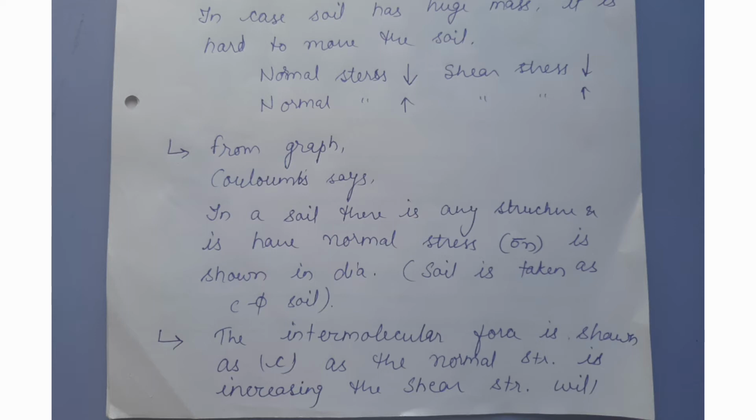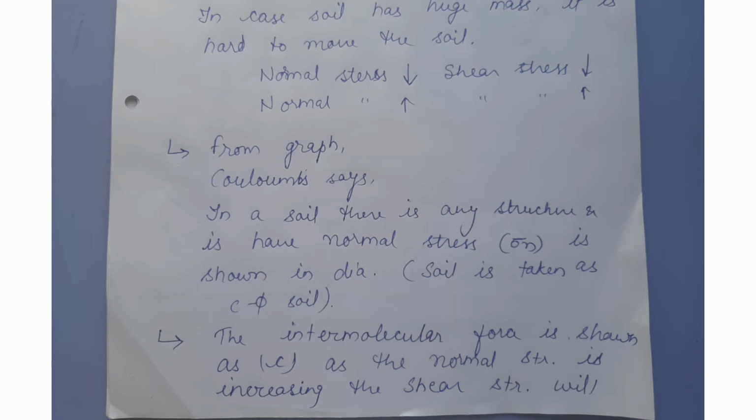Now if we see the graph, like the graph in the previous slide, you can check it out from that. Coulomb says that in a soil, suppose there is a structure on the soil having a normal stress of sigma n. It is shown in the diagram. There is a normal stress sigma n, and the soil we have taken here is a c-phi soil. We can also consider it a friction and cohesion soil, which is usually a silty type of soil. That type of soil is taken, and on the soil there is a structure.